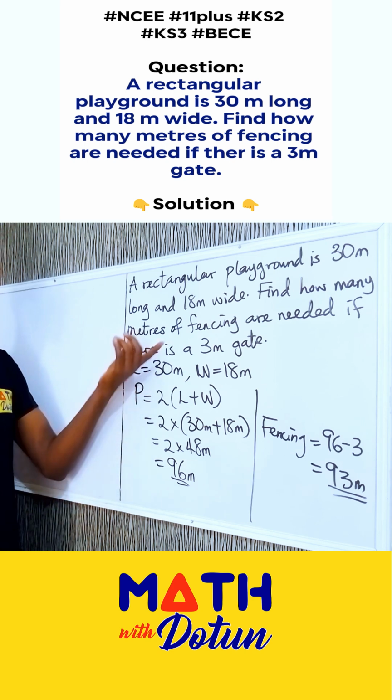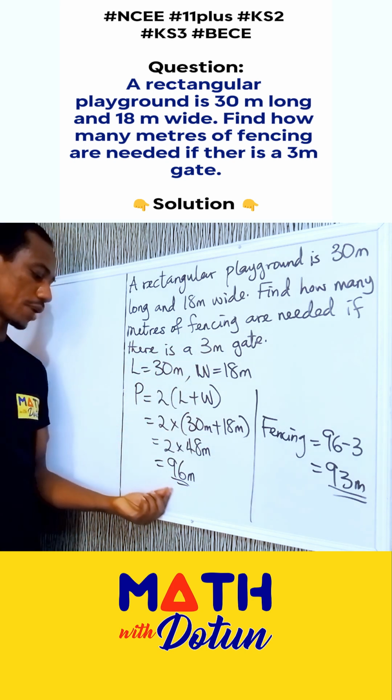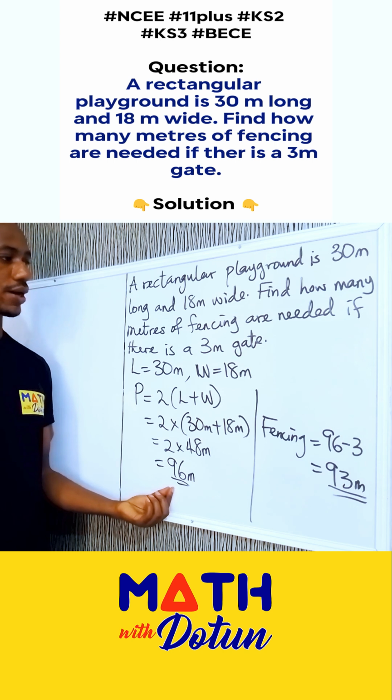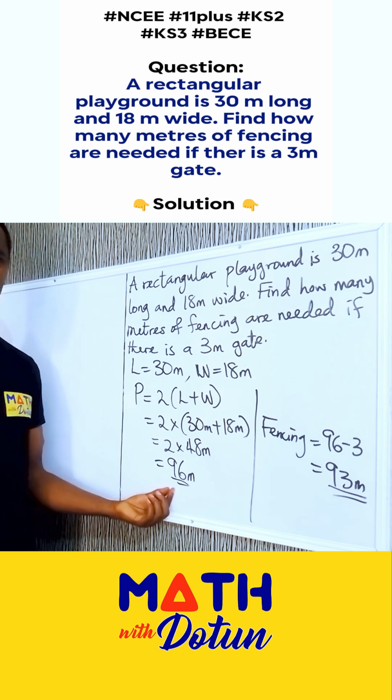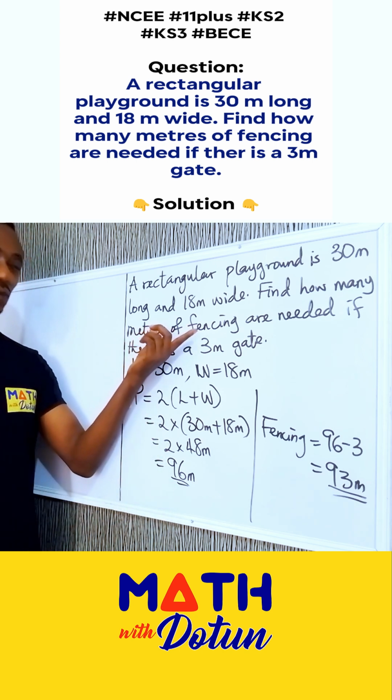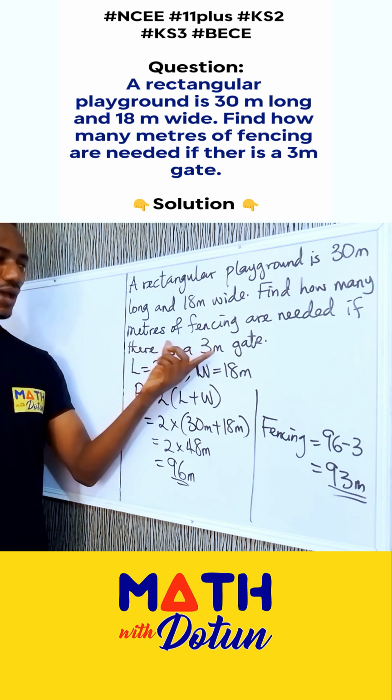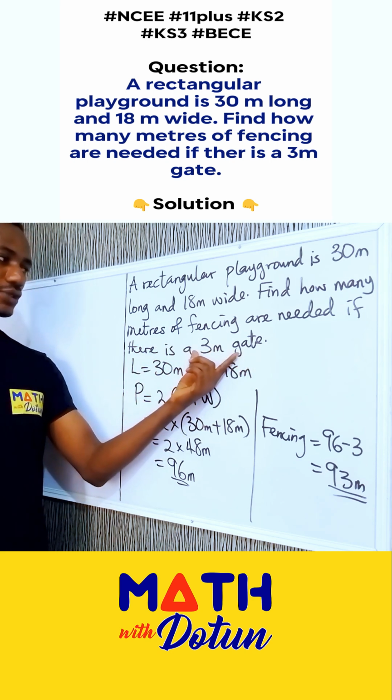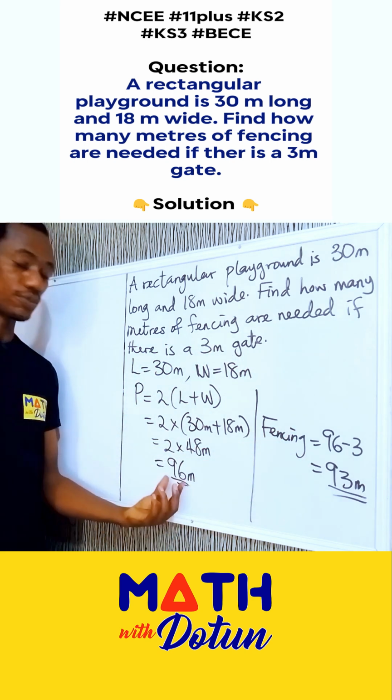So when you are solving this kind of question, don't stop at the perimeter. Remember that you are not asked for the total distance, you are asked for the fencing meters without the gate. So that means you have to take the 3-meter gate away from the total distance.